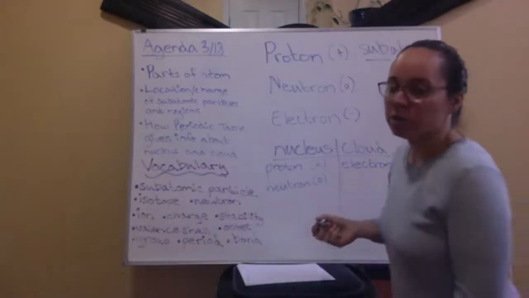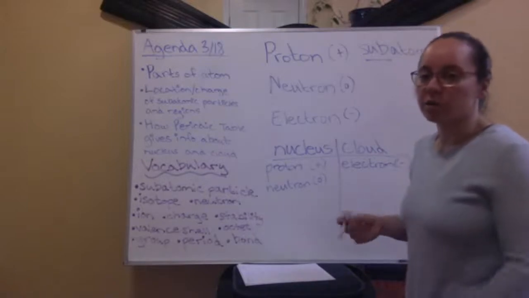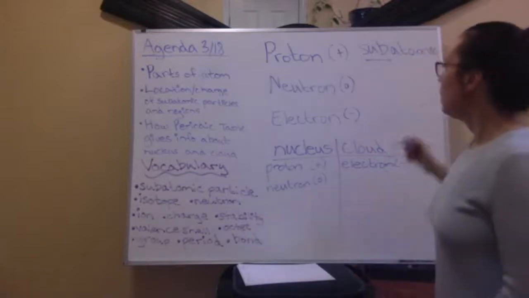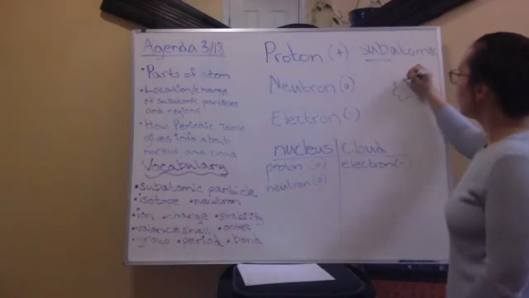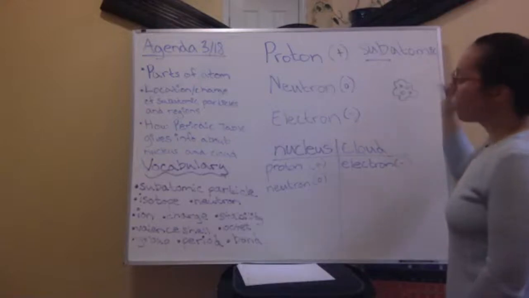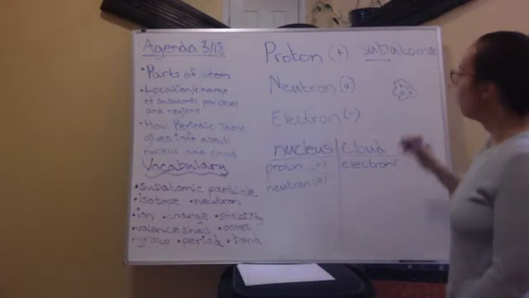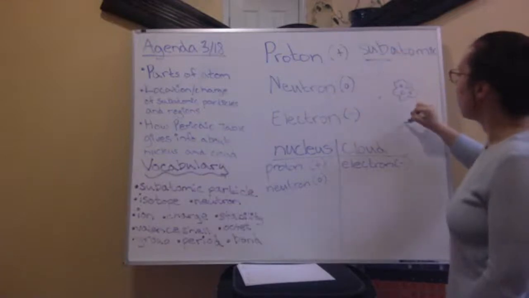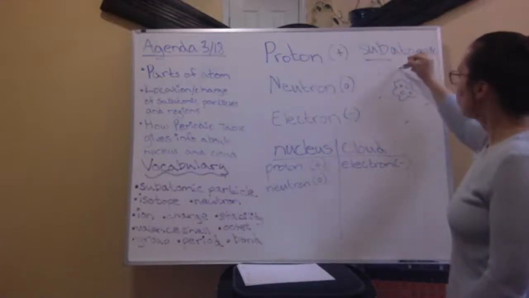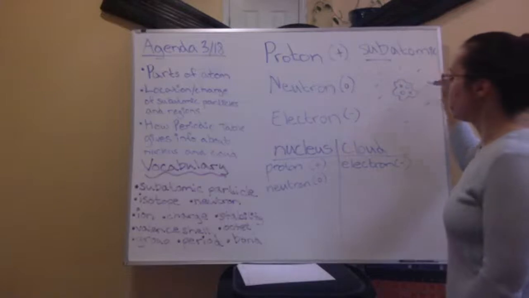Now, I do want you to note the overall charge of the region, okay? So I'm going to draw like an atom here. So we have protons and neutrons in the middle, and then we're going to have electrons floating around on the outside. So just for reference.